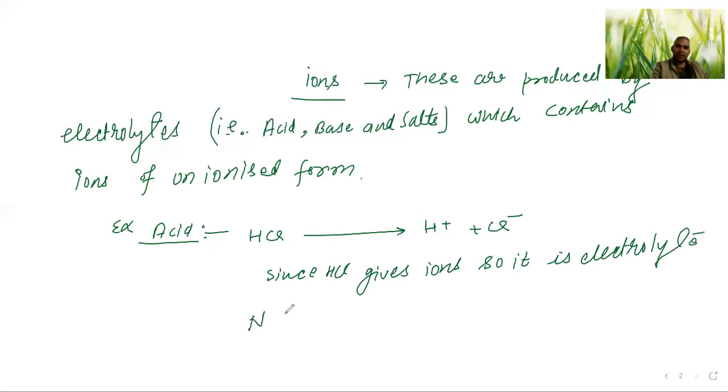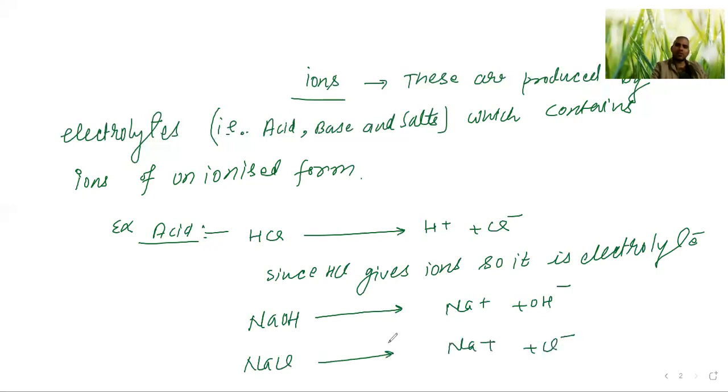Suppose I am taking NaOH. It is going to give Na plus plus OH minus, so this is also an electrolyte. If I am taking NaCl, it is also going to give Na plus plus Cl minus. So these are all electrolytes, because ions are formed. The first one is an acid, the second is a base, and the third is a salt. Acid, base, and salt.